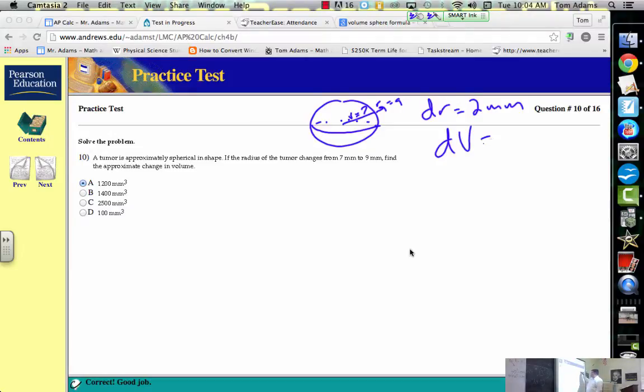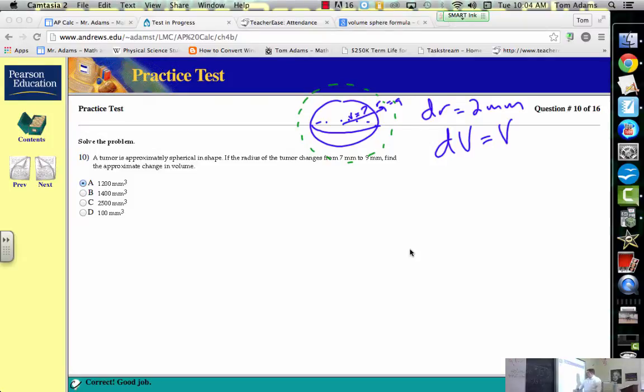So they want the change in volume. Now we could calculate the volume of the two different spheres. In other words, you're going to have a small sphere with a radius of 7, and then another sphere with a radius of 9. But we want to use calculus and related rates of change.